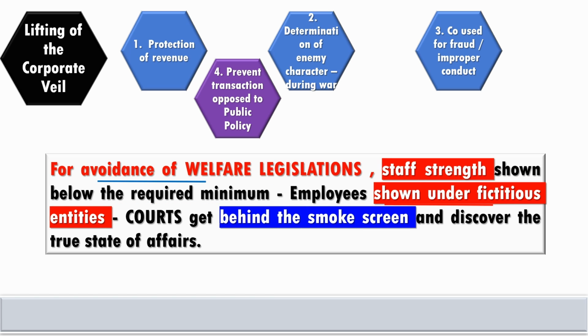Example, to avoid welfare legislations, there is a bad practice of showing the staff strength at a lower level by splitting it between 2 different companies. In such a case, the court will find out who are the promoters behind those 2 split companies who can be brought to book. And this is where the corporate wheel is lifted.